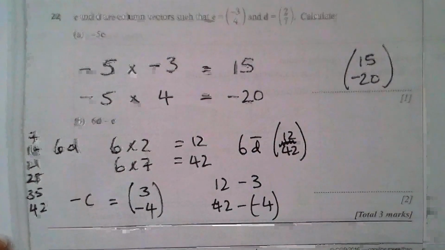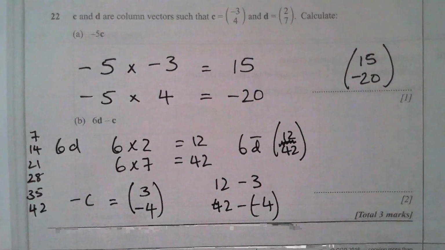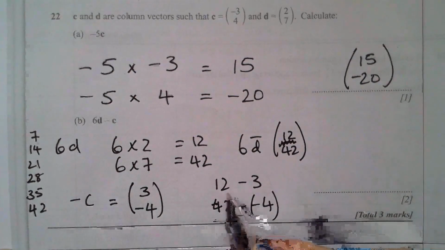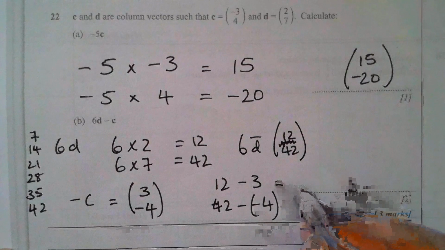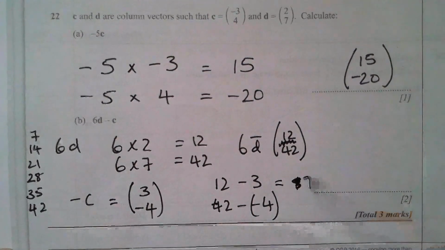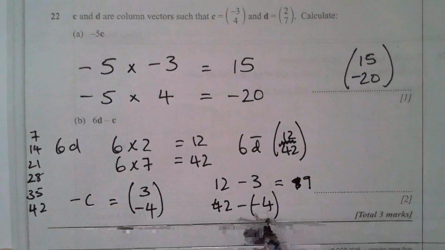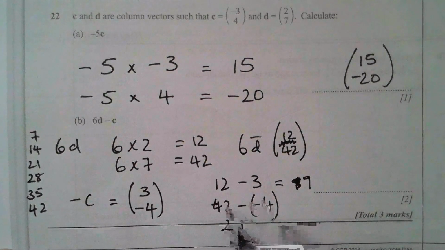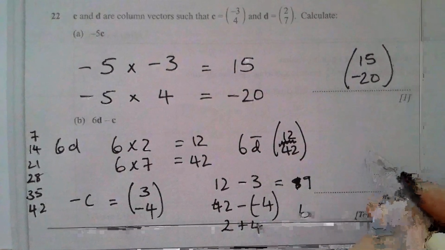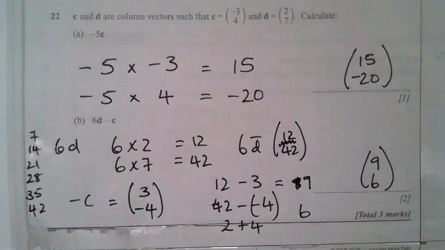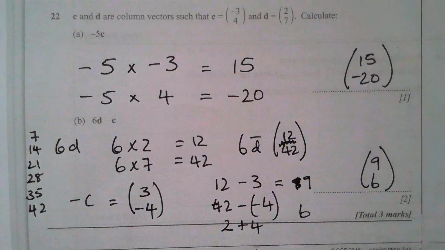Combined, this is a problem solving exercise because it combines negative numbers with column vectors. 12 subtract 3 is, if I get my maths right, 9. 2 subtract negative 4. If we're subtracting a negative number, it actually means that we are adding. So this is 6, 9, 6. No, done something wrong. Let's have a look again.